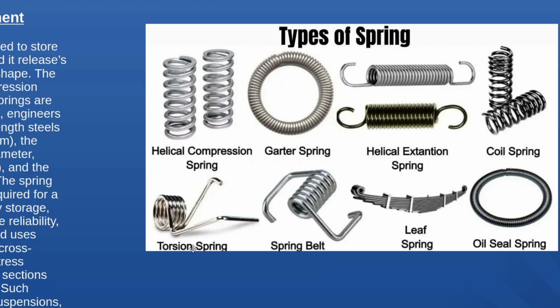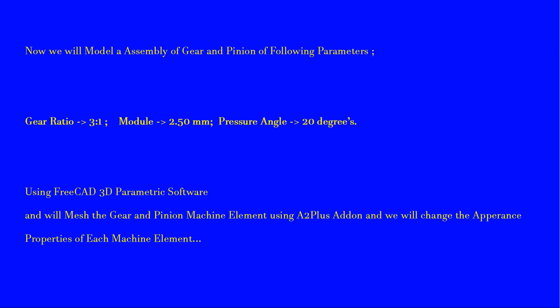The spring belt is a belt reinforced with embedded helical springs for flexibility and strength. The leaf spring is a flat spring used in vehicle suspension to absorb shocks. The oil seal spring is a small spring used inside oil seals to maintain lip contact and prevent leakage. Now, using the FreeCAD parametric software, we will create a 3D model of the spur gears of 3 is to 1 gear ratio meshing with each other.